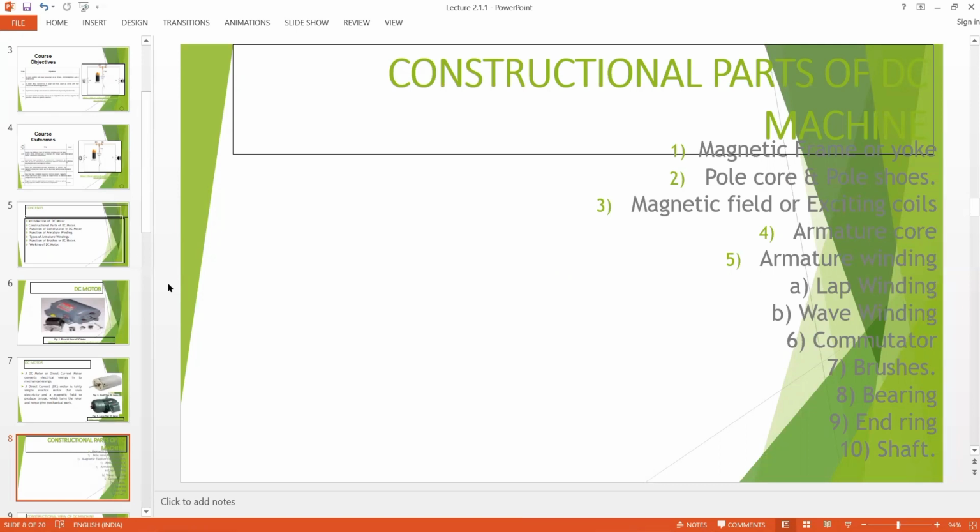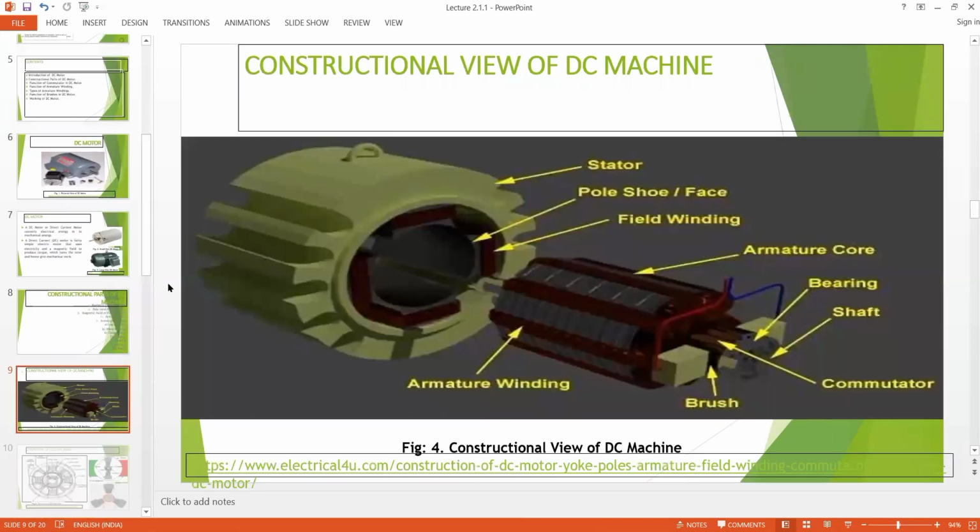So today in this video, we will discuss all the machines, all the construction parts, and their working. When I talk about wave winding and lap winding, it depends upon the parallel paths. If your parallel path is fixed to 2, we will say it's wave winding. If it is equal to the number of poles, it would be a lap winding. So lap winding is for big machines and wave winding is for smaller machines.